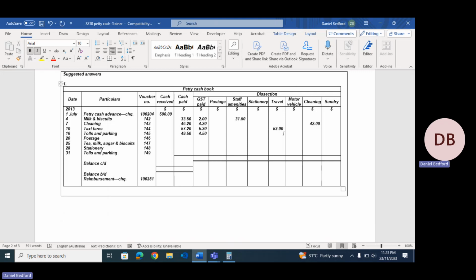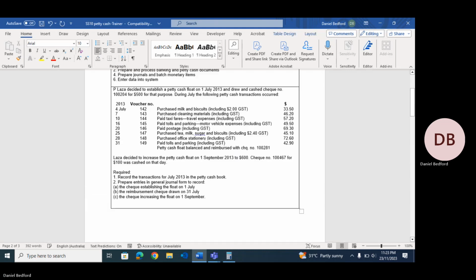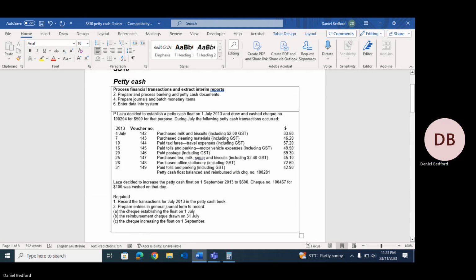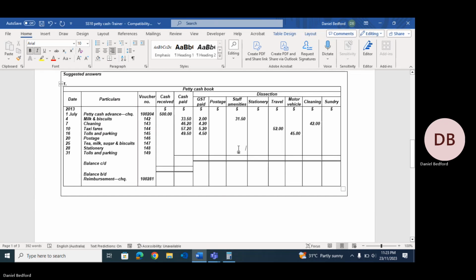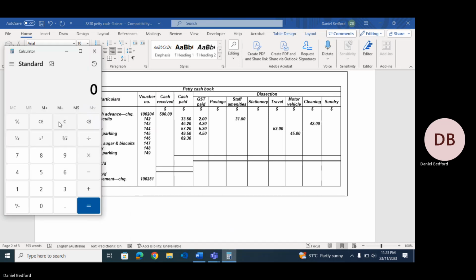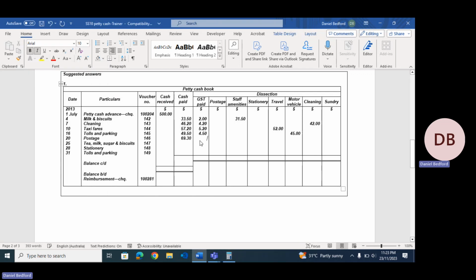After a while, you generally know what the numbers are. Postage. That's a lot of postage. What on earth did they post? $69.30. Okay. And eventually you're going to start working at this pace. Just a bit of confidence may be needed and practice.